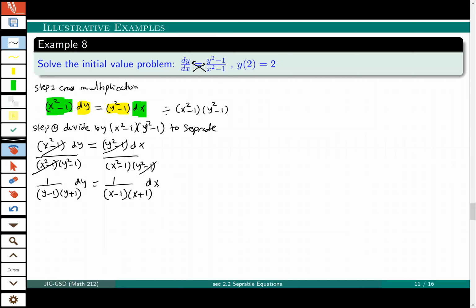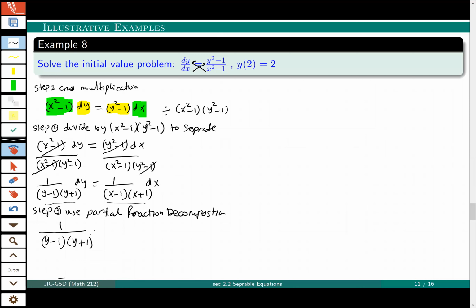Now, in order to integrate, we will use partial fraction decomposition. Do partial fraction decomposition of 1 over y minus 1 times y plus 1. It is x for the other side. So if I know how to do partial fraction of the first one, I don't need to do the second one because they are very similar, only the change in the letter.